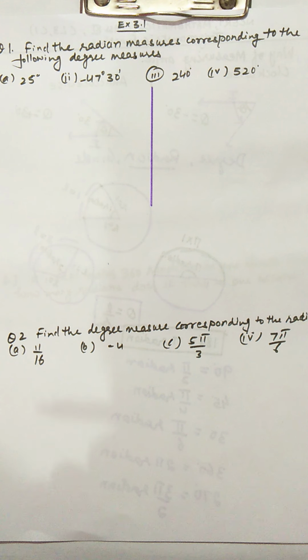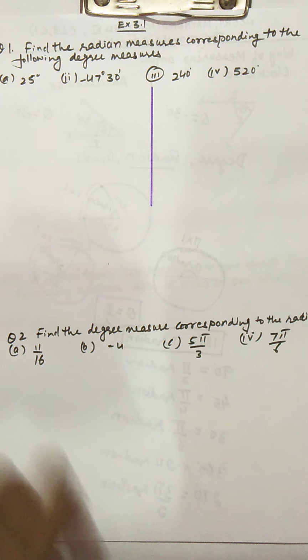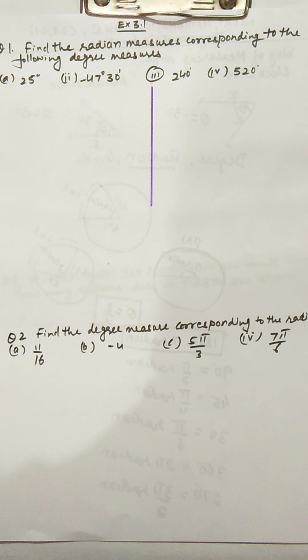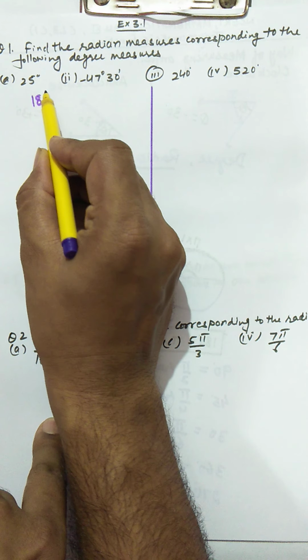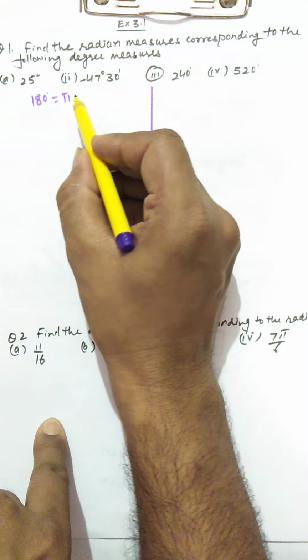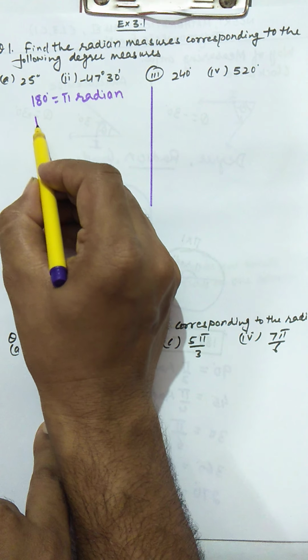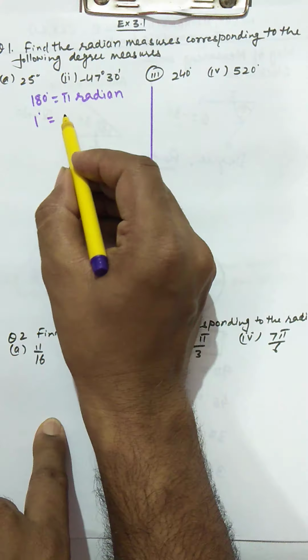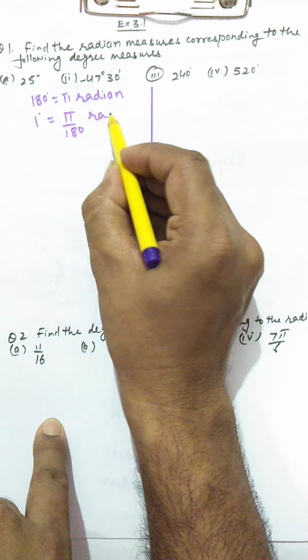Now start with question number 1. Question number 1 is: find the radian measures corresponding to the following degree measures. It means the degree is given to us and we have to write that into radian measure. So we know one important relation, that 180 degree is equal to pi radian.